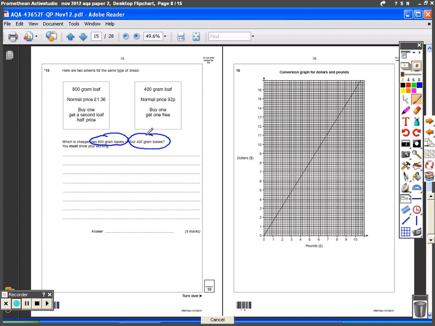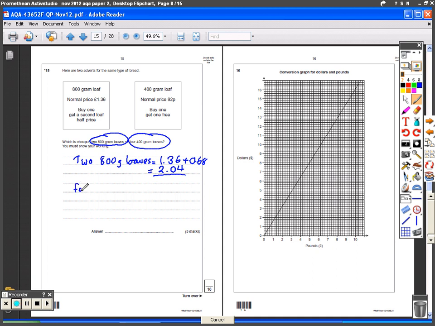So we've got to have 800 gram loaves for this one. So this is just working out what this would cost. So the normal price for a loaf is £1.36. So 800 gram loaves, we've got £1.36. And then the next one is half price. So a half of £1.36 is 68p. So if I add these 2 together in my calculator, we get a total of £2 and 4p. So that's that one done.